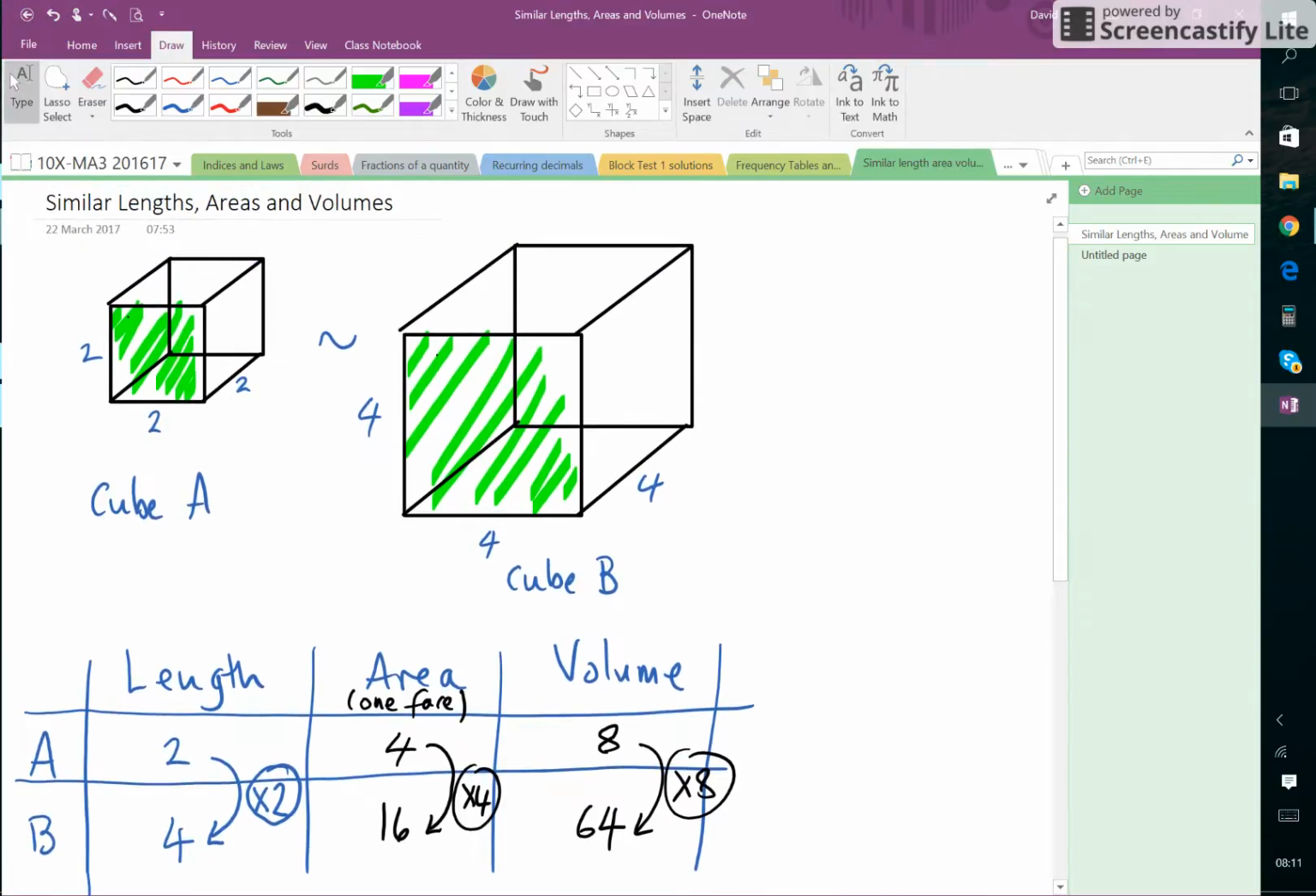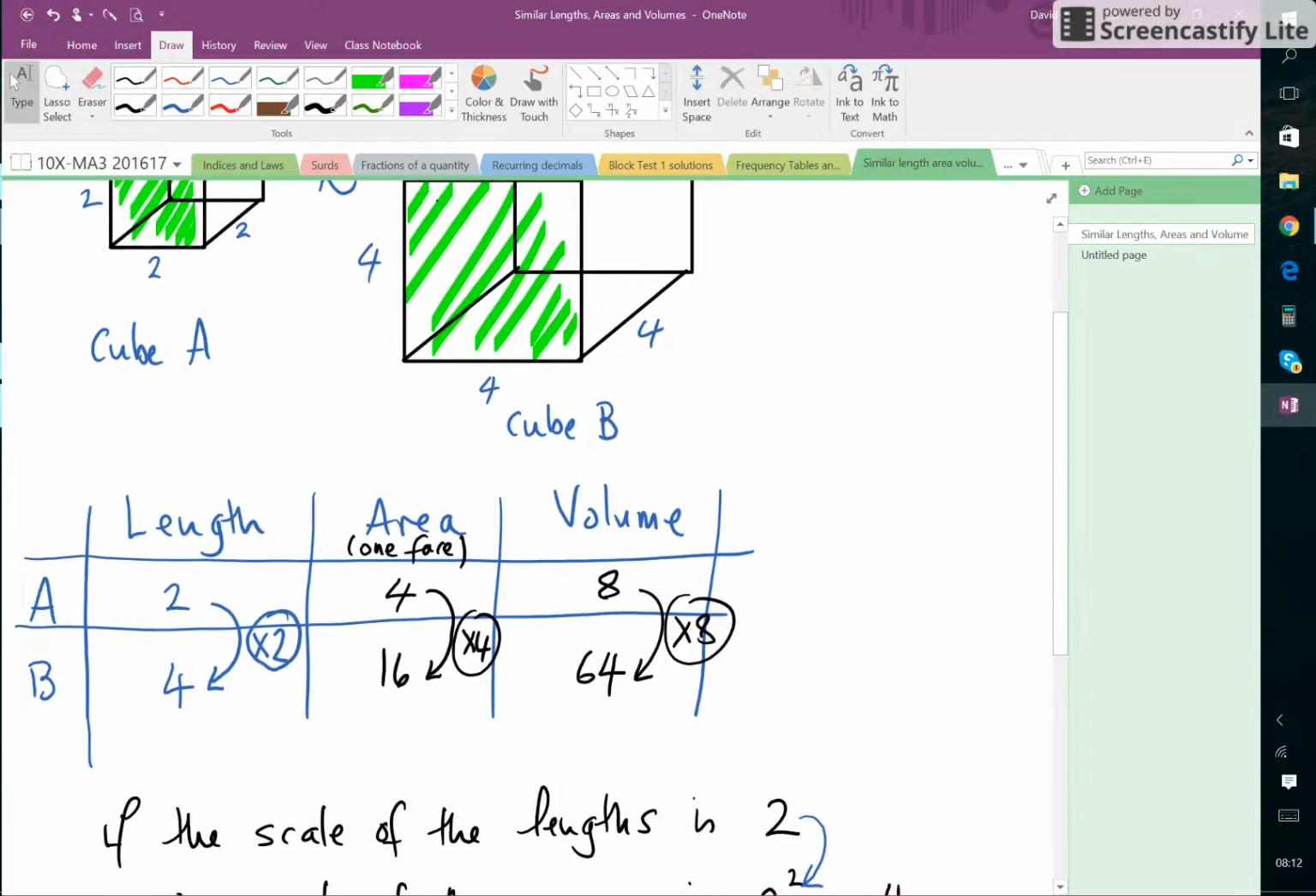Now we're going to look at volume. So the volume of cube A is 2 times 2 times 2, and that's 8 cubic units. Whereas if we've got the cube that is dimensions twice as big, then its volume is 4 times 4 times 4, which is 64.